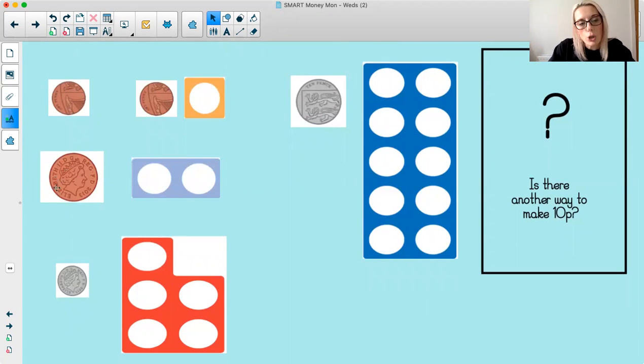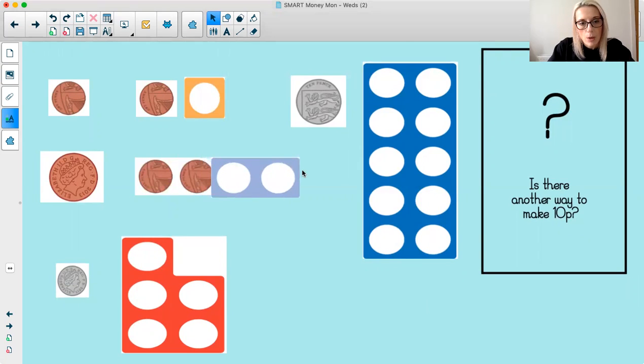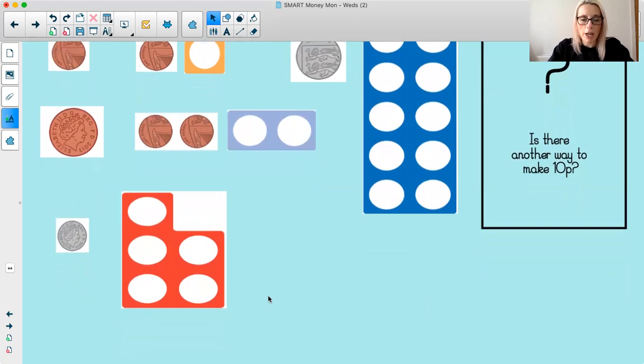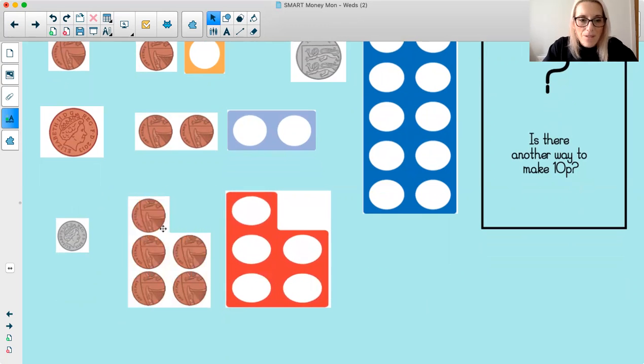So what about our 2p? 2p is the same as, or equal to, 2 pennies, 2 1p's. And how about our 5p? What do you think that could be equal to? What could be hiding behind our 5 plate? You've guessed it, 5 1 pennies. So 5 1 pennies is the same as 5 pence. They are the same, they are equal.